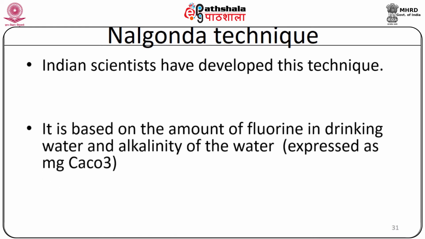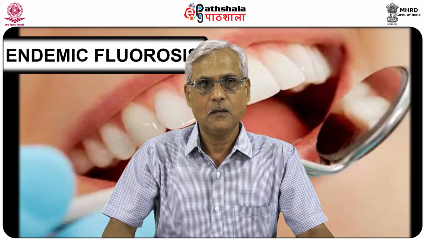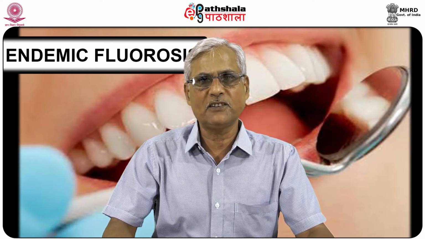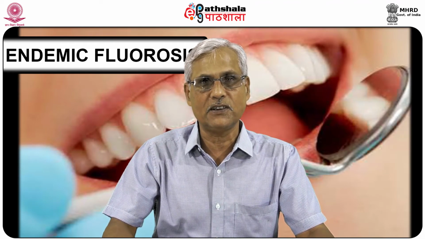It is based on the amount of fluorine in the drinking water and the alkalinity of the water, expressed as magnesium calcium carbonate. The amount of alum to be mixed with water is calculated based on considering these two factors.